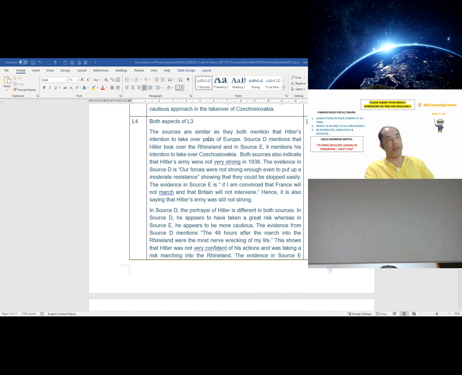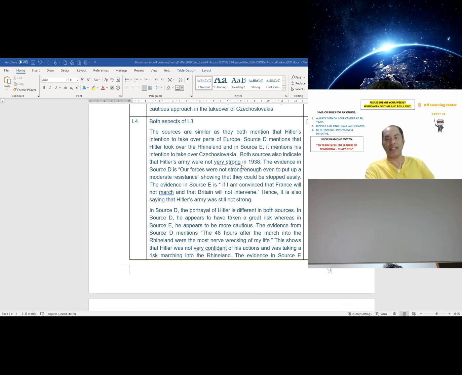So the sources are similar, as they both mention Hitler's intentions to take over parts of Europe. Source D mentions that Hitler took over the Rhineland, and in source E, he mentioned his intention to take over Czechoslovakia. So both show the intention to take risks to take over these two places. Both sources also indicate that Hitler's army was not very strong. It's weak, I told you, right? Because this is the year that they start to build up.